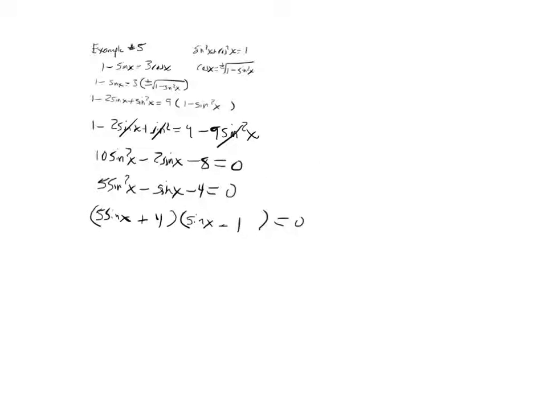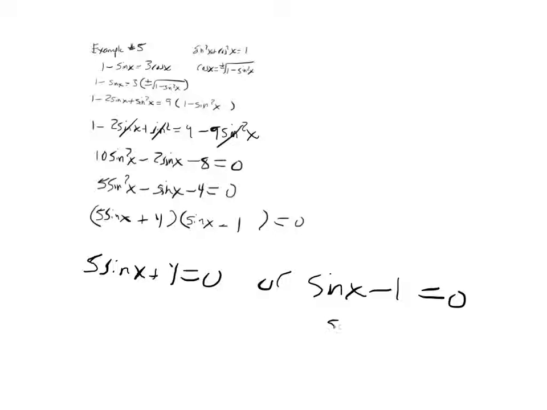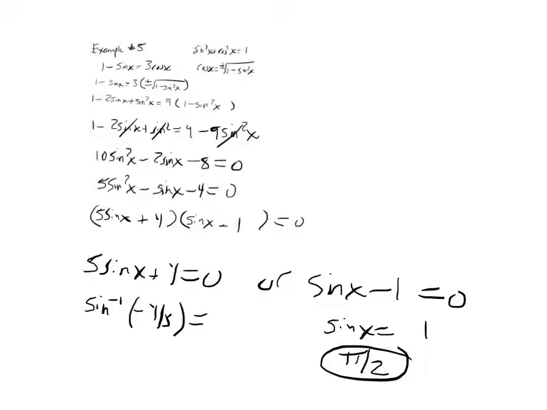So, continuing along then, I would have 5 sine x plus 4 equals 0, or sine x minus 1 equals 0. Sine x equals 1, so I'm looking at pi over 2 as an answer. Over here I'd be looking at the sine inverse of negative 4/5 as a reference angle equals x, and I know my sine is negative, so I'm looking at something over here or something over here.